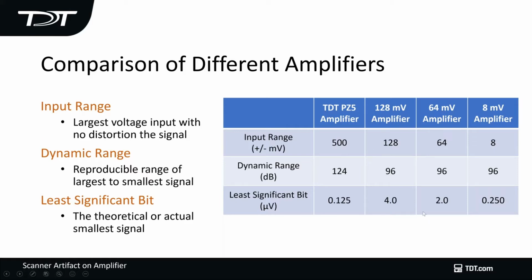And finally, you also have an issue with signal resolution. So with the TDT amplifier, you're going to see that we have a very large input range, a large dynamic range, and a very small resolution, or least significant bit. Whereas with the other systems, you will find that you're losing signal quality or you have a problem with signal saturation.